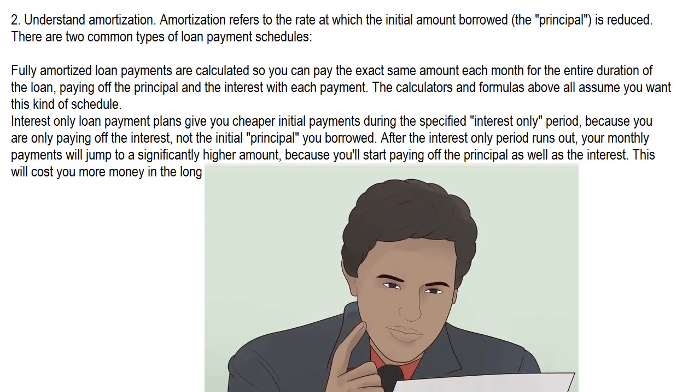2. Understand amortization. Amortization refers to the rate at which the initial amount borrowed, the principal, is reduced. There are two common types of loan payment schedules. Fully amortized loan payments are calculated so you can pay the exact same amount each month for the entire duration of the loan, paying off the principal and the interest with each payment. The calculators and formulas above all assume you want this kind of schedule.